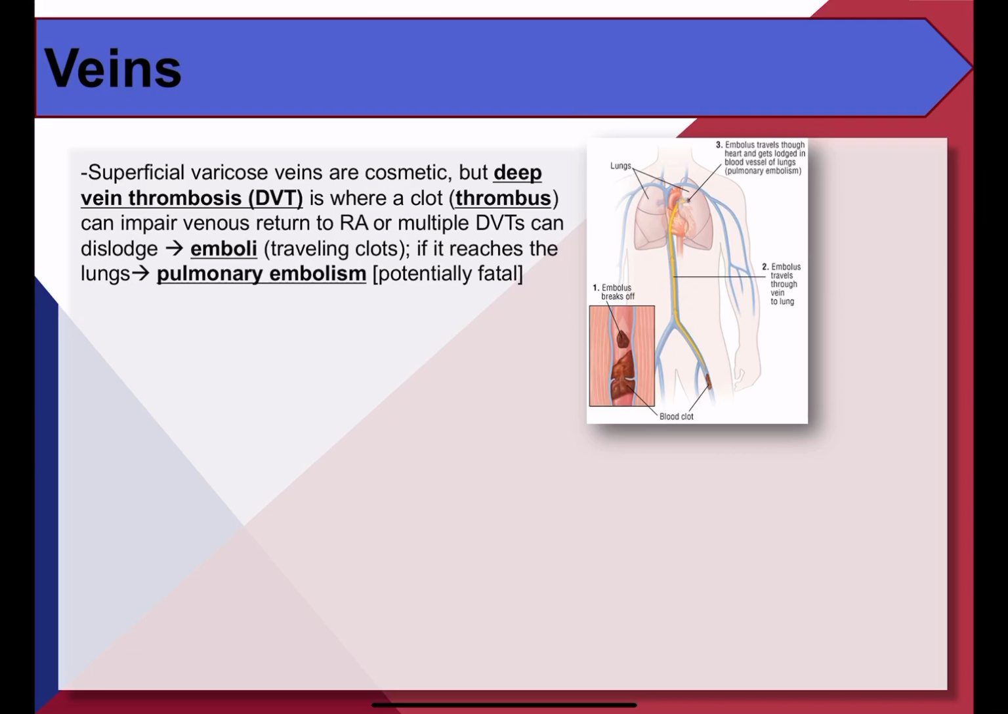But if we're talking about something like a deep vein thrombosis, or DVT for short, it occurs where a thrombus or blood clot is formed within veins, and they can impair the amount of venous return back to the heart that we talked about in the previous chapter. Remember how I listed out the different factors that can affect EDV or ESV, and the amount of venous return was one of those factors.